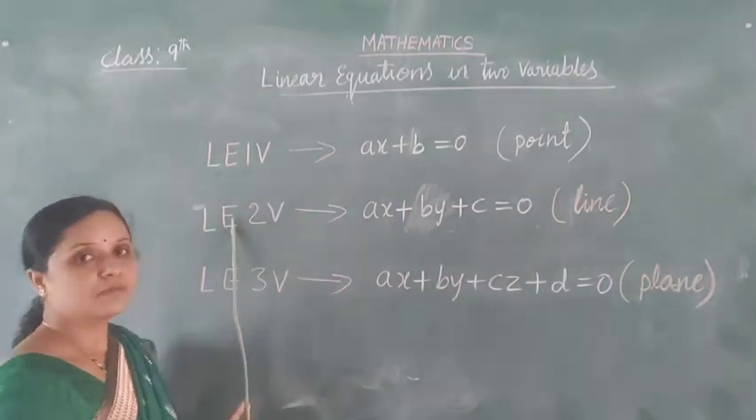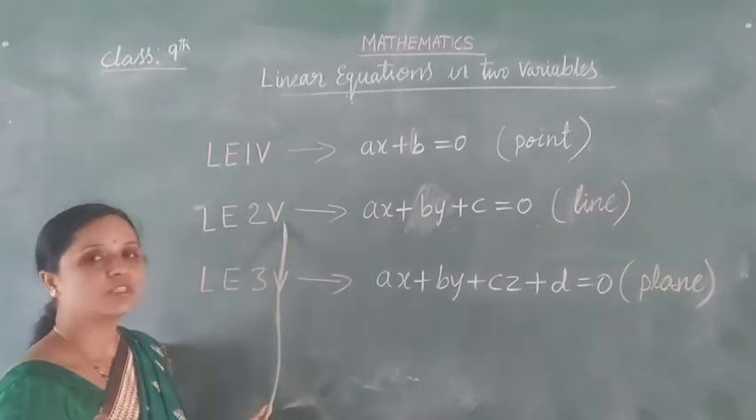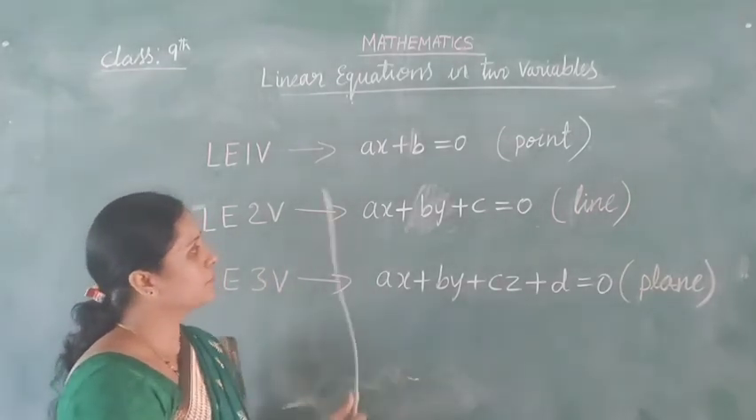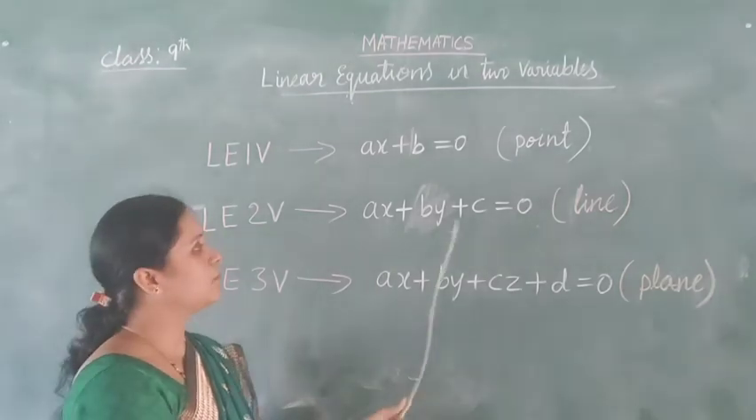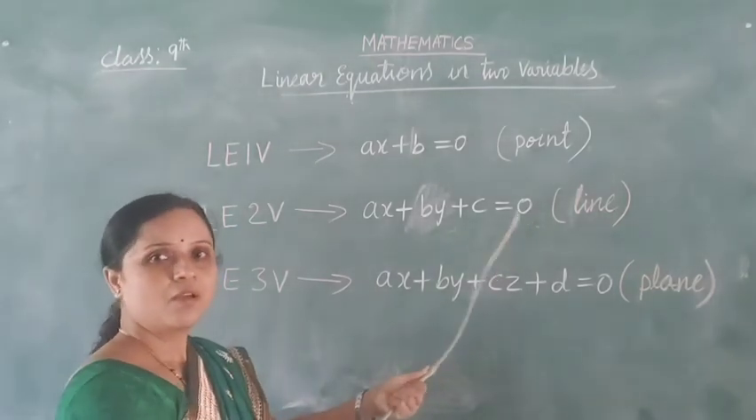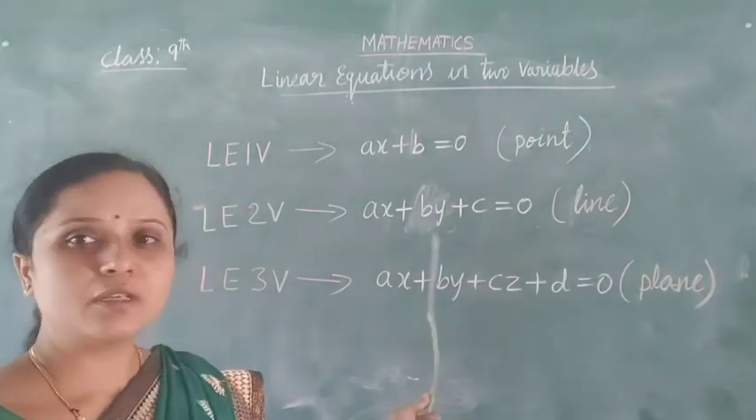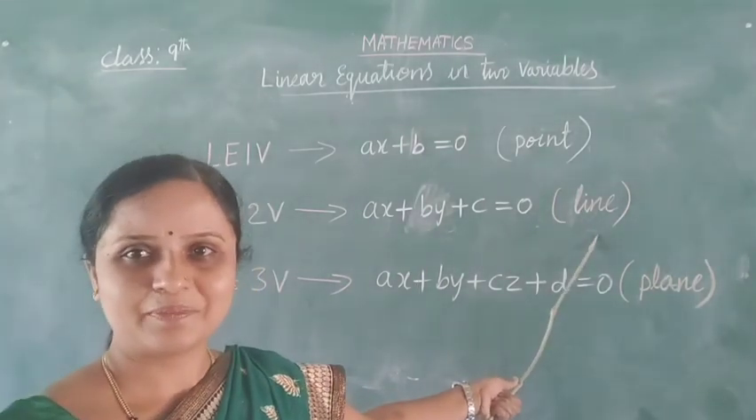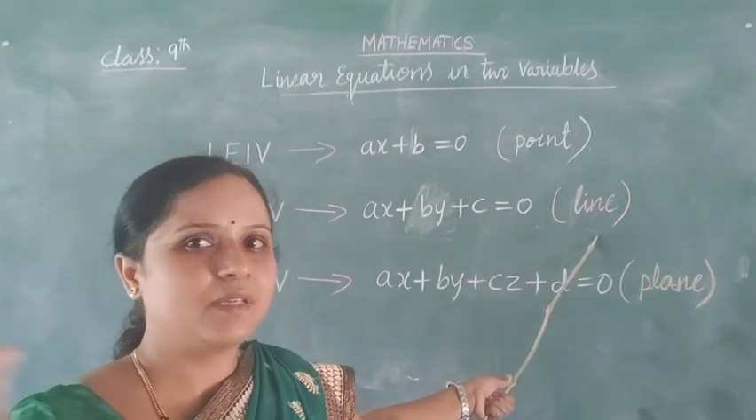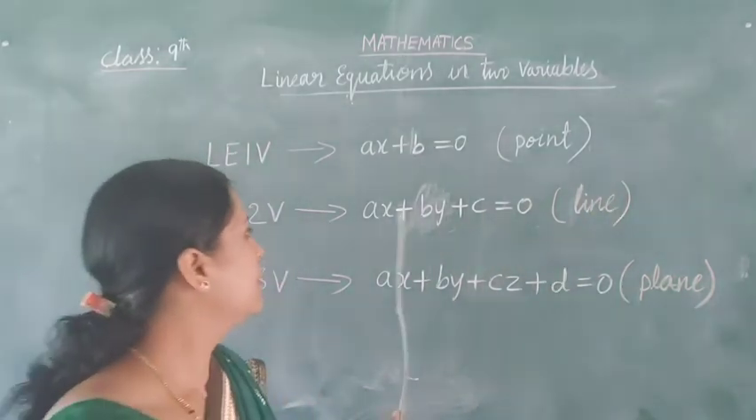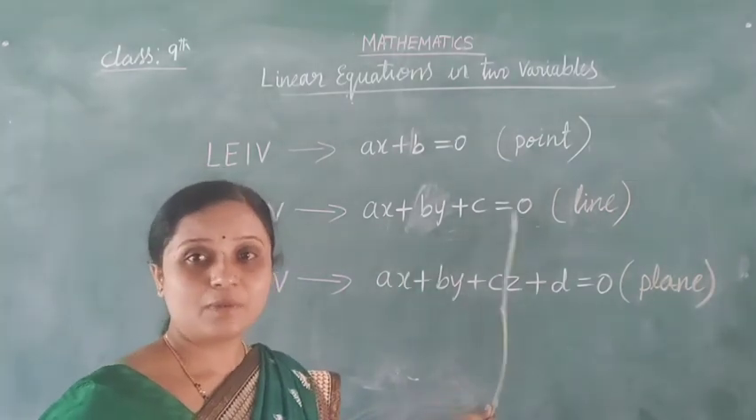Coming to the second one, the linear equations in two variables. This is the general form, that means ax plus by plus c equal to 0. While plotting the graph by using this equation, we get a line. Next class I will show how to plot the graph by using linear equations in two variables.